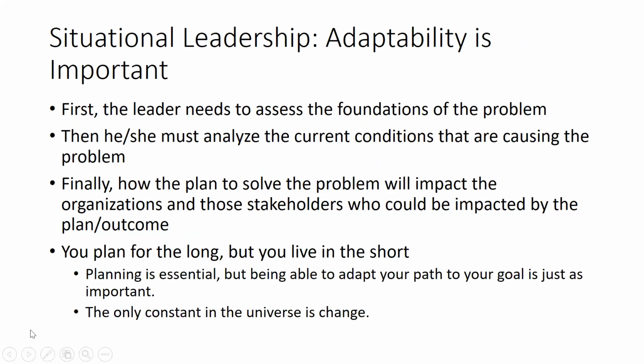Within situational leadership, adaptability is important, like we've talked about already. When you talk about any kind of construction, planning is essential. I'm kind of getting ahead of myself. The leader needs to assess the foundation of the problem. If it's labor related, assess what's missing. Find the gaps. There are always going to be gaps that need to be filled.